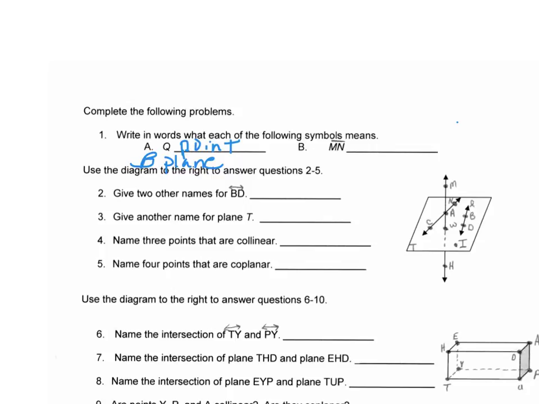Okay, so for B, here we're going to have line segment or segment MN. That's all you have. You have segment MN. There's no line on it. If there was a little line symbol like this above it, then it would be line MN. And again, if it was a little scripty letter by itself, that's going to be line L. Just so I know our notation.